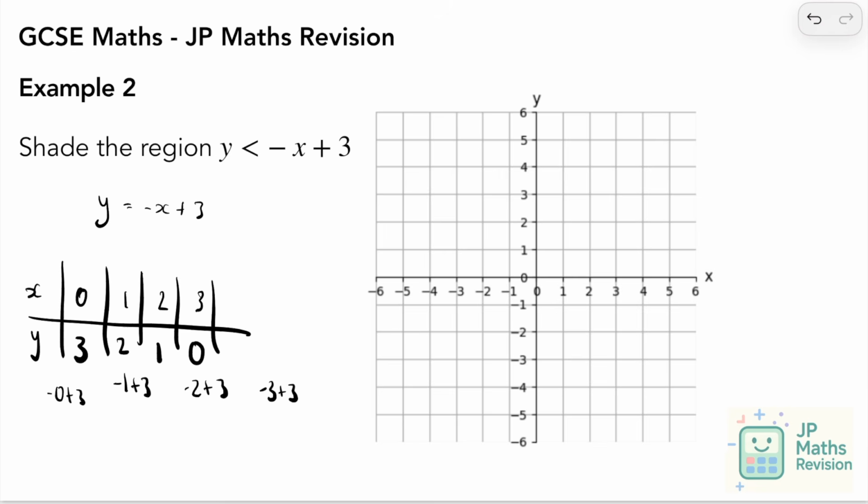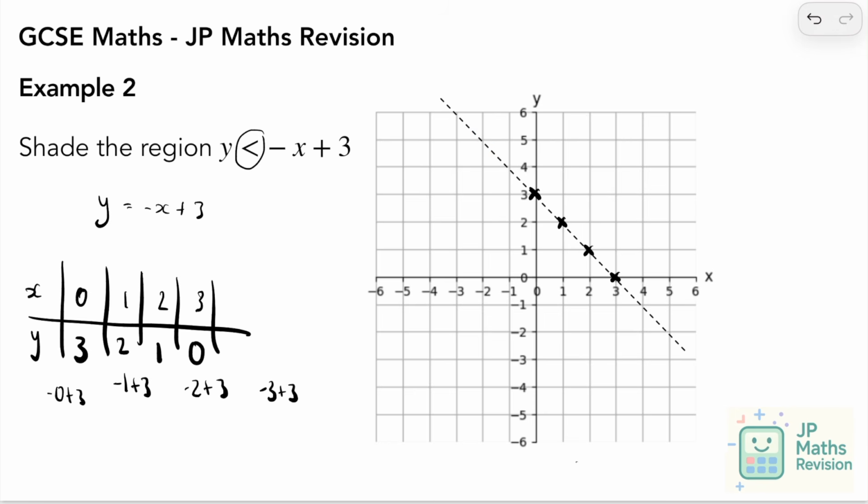I'm now going to plot 0, 3, so 0, 3 is up here. I'm going to plot 1, 2, so that's here. I'm going to plot 2, 1, so that's here. And I'm going to plot 3, 0, so that's here. And because it's just less than, it's not less than or equal to, the line that I'm going to draw between them is going to be a dashed line. So it's going to look something like this.